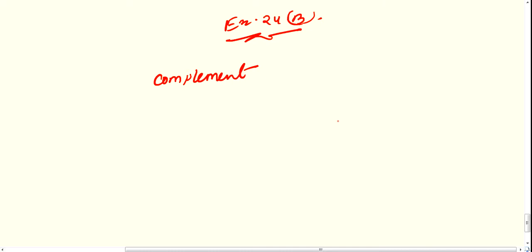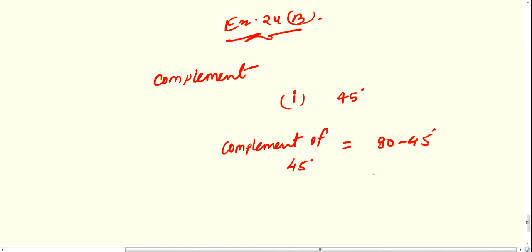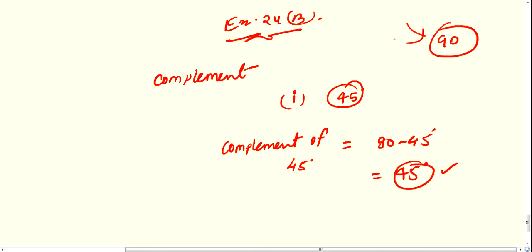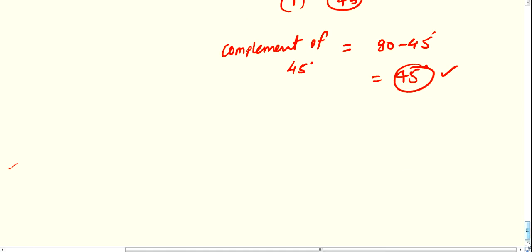For example, find the complement of 45 degree. So simply you will write complement of 45 degree equals to 90 minus 45. So your required answer is 45. Clear? If you add this 45 and this 45, simply you will get 90, and that I have told you in the starting. Complement means what? 90 degree. So we have to subtract values and nothing else.